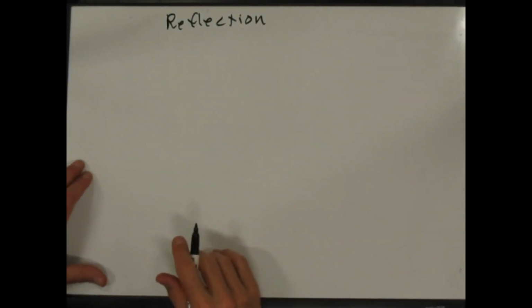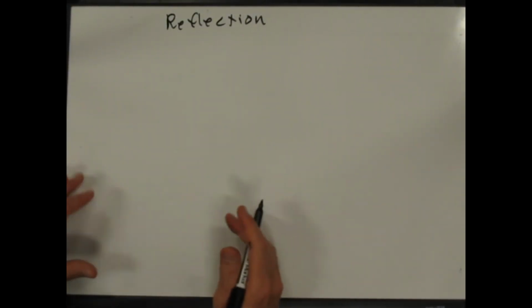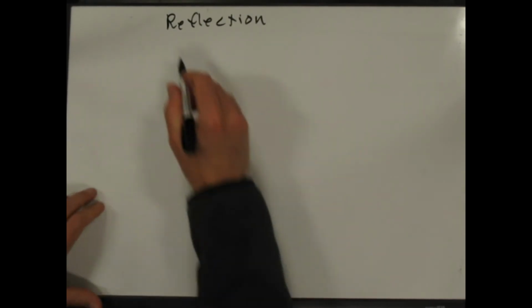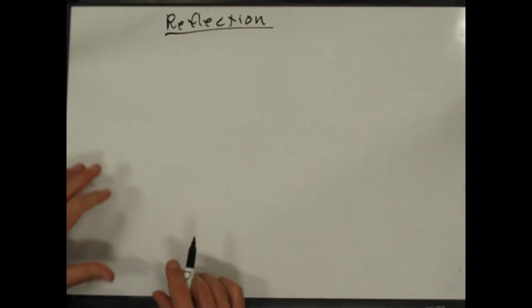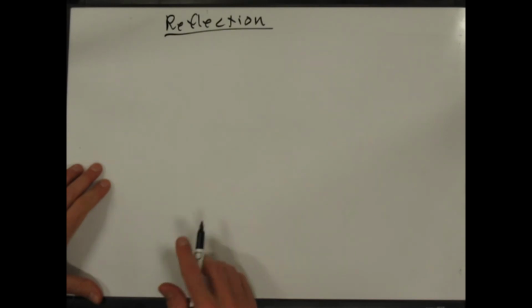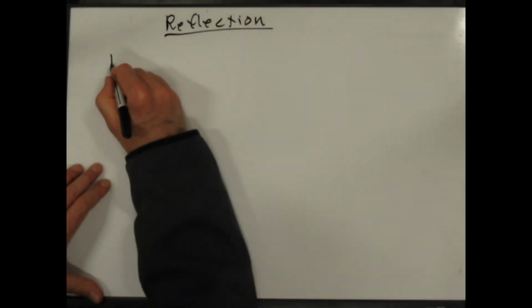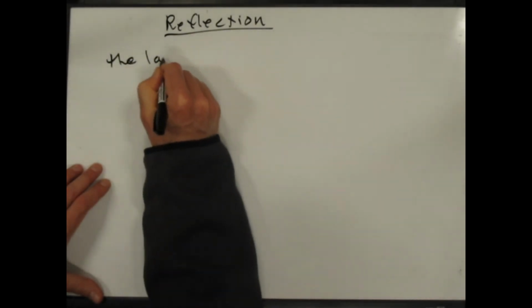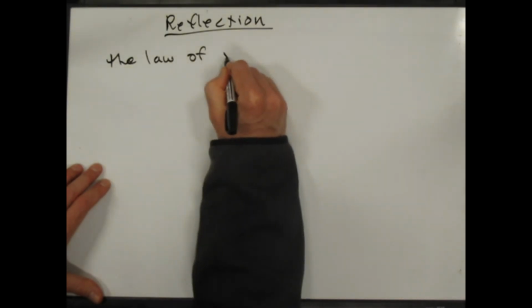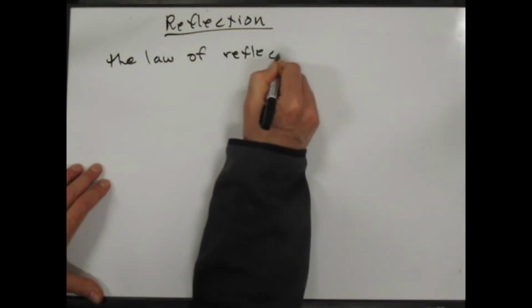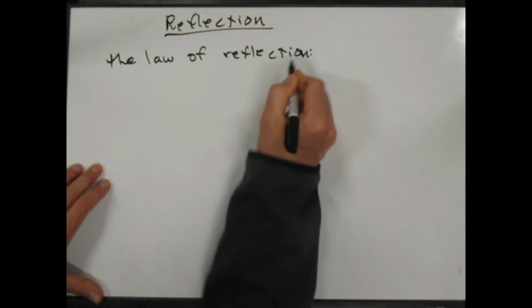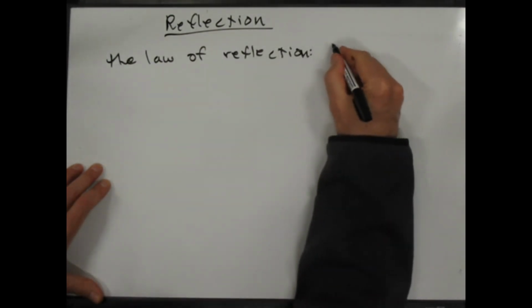So we're going to talk about some properties of light in this chapter, and the first one we'll talk about, really, other than the ones we've talked about already, I guess, is reflection, right? We start with the law of reflection.